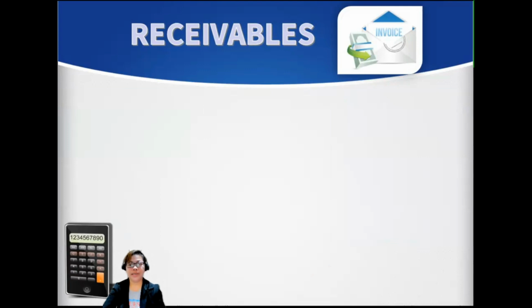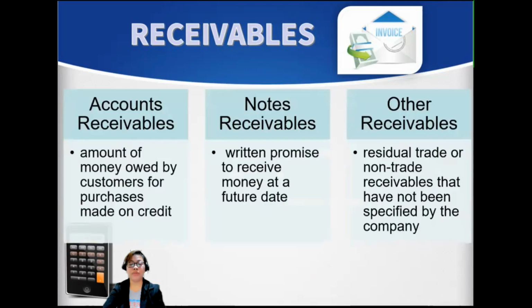The next current assets are the receivables. Receivables are collectibles from customers, employees, or officers for the goods or services or money lent by the company from its normal course of business. So we have accounts receivable, notes receivable, and other receivables. Accounts receivables are receivables from customers when goods are sold on credit. Okay, so these are the amount of money owed by customers for purchases made on credit.